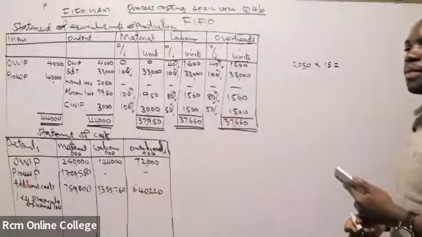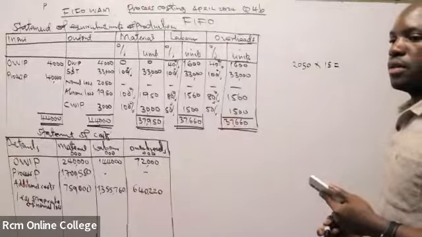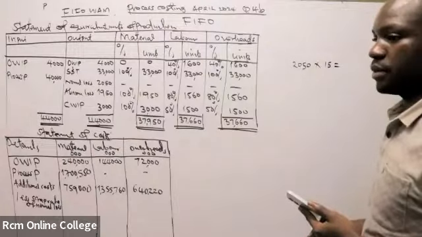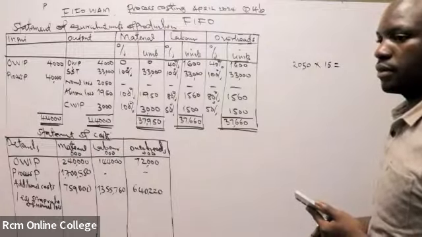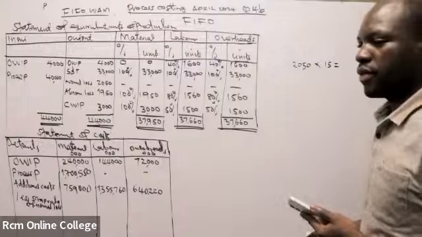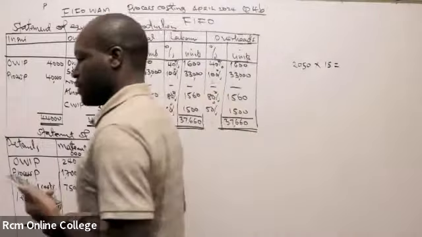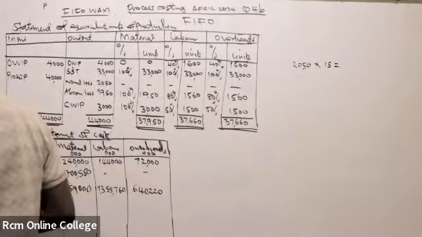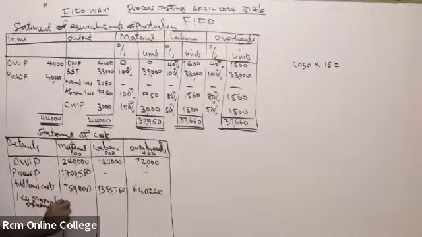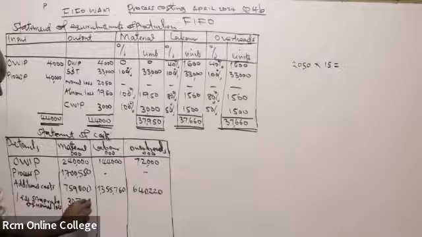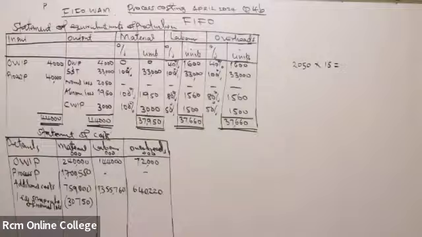How much do we get? 30,750. Do we need to add or deduct? We need to deduct 30,750. Good. So once we do that, we should be able to get total cost.